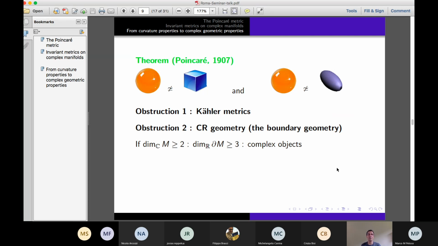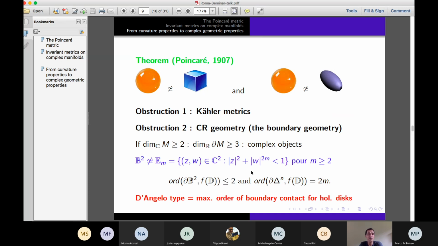A second kind of obstruction comes from Cauchy-Riemann geometry, meaning the geometry of the boundary. As soon as we are in complex dimension at least 2, the boundary of a domain has at least real dimension 3. It means it can contain complex objects. It does not necessarily, but it can. So what we are interested in is, for instance, the existence of holomorphic objects that are tangent.